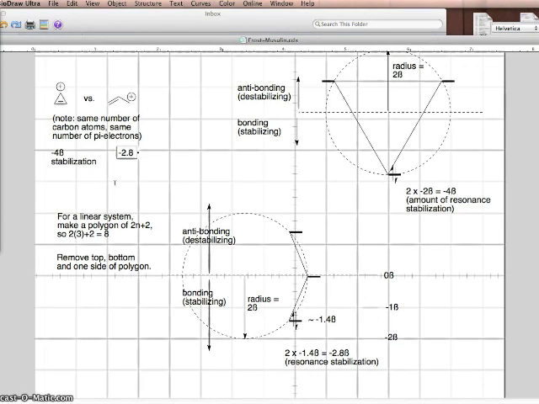Now we can compare the cyclopropenium ion to the allyl cation. Cyclopropenium had minus 4 beta stabilization versus the allyl cation, which had minus 2.8 beta stabilization. This means that the cyclic is 1.2 beta more stable than the acyclic. This corresponds to the amount of aromatic stabilization that the cyclopropenium ion has over the linear allyl cation.